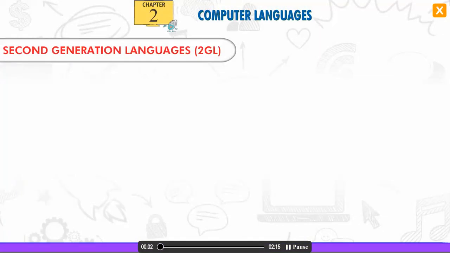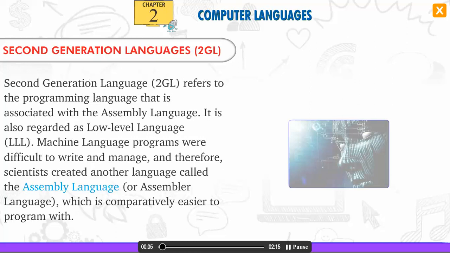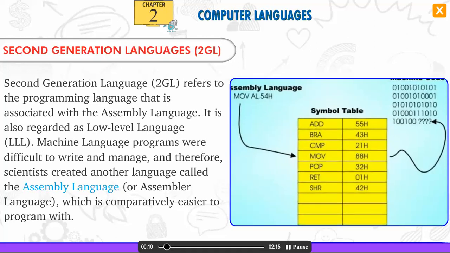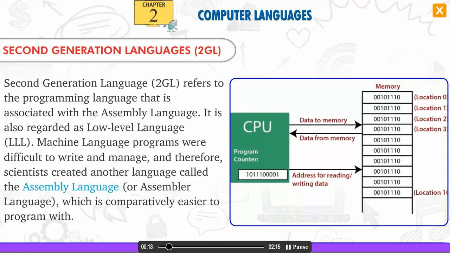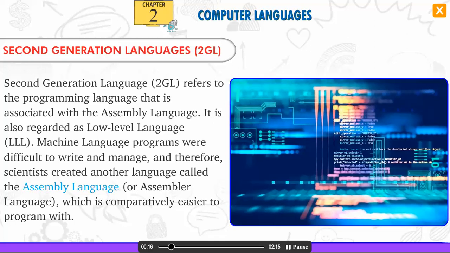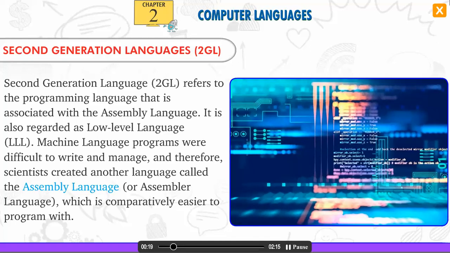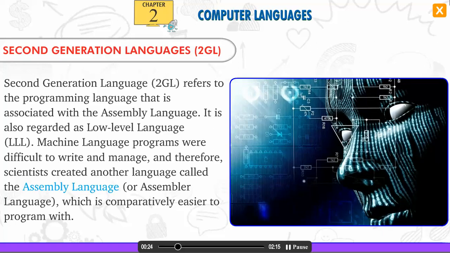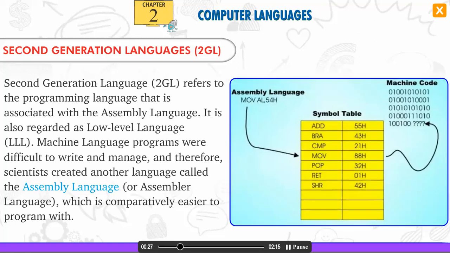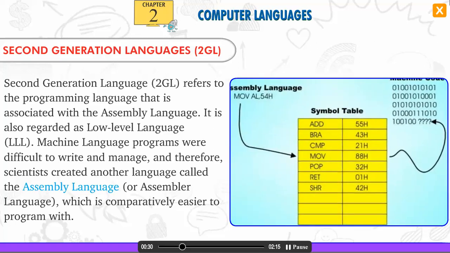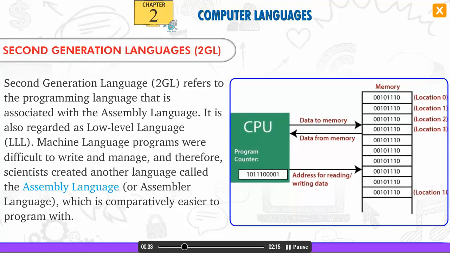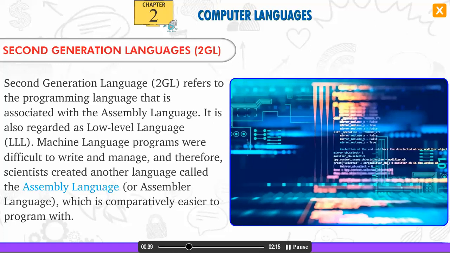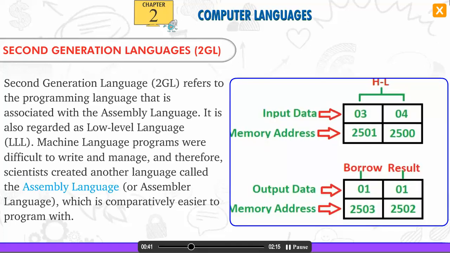Second generation languages 2GL. Second generation language 2GL refers to the programming language that is associated with the assembly language. It is also regarded as low-level language LLL. Machine language programs were difficult to write and manage. Therefore, scientists created another language called the assembly language or assembler language, which is comparatively easier to program with.